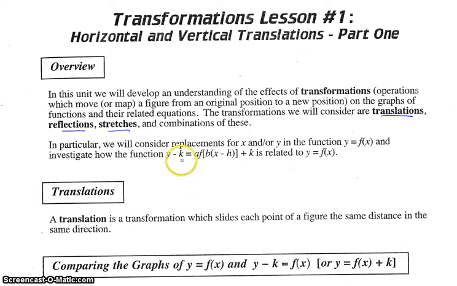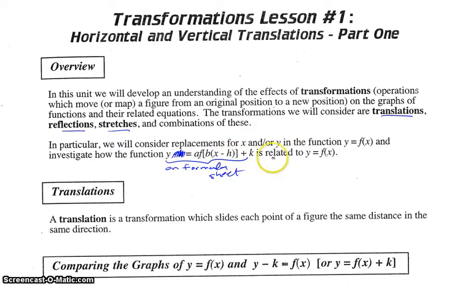investigate how the function... Now you need to correct this in your workbook. We're going to get rid of the minus k part because they actually put the plus k on this side. So it is y equals a f bracket b bracket x minus h end bracket plus k. And this formula is on your formula sheet, in case you forget that. So that's on your formula sheet.